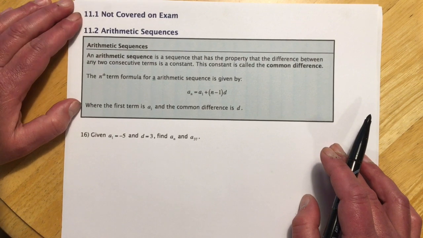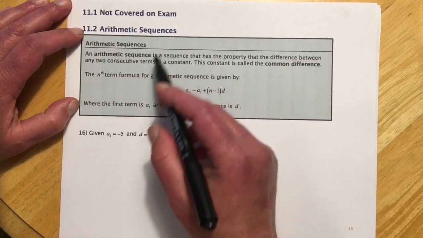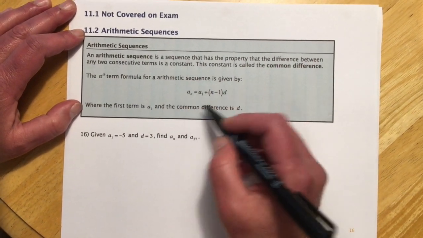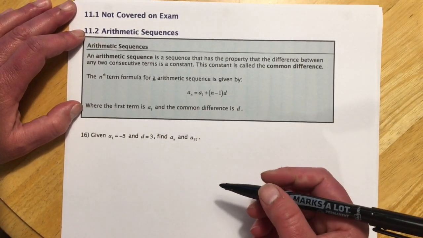There wasn't really any, 11.1 was more of an intro section, so the focus will be on 11.2 and 11.3. 11.2 is arithmetic sequences, and remember we had a couple of sets of formulas for that. We have this nth term formula here, and then we'll see the sum formula in just a second.